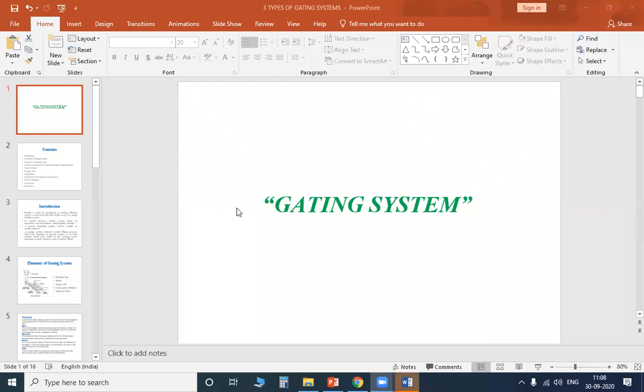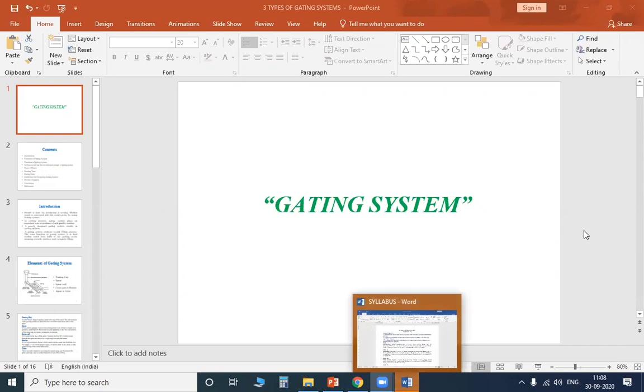So we'll start the class with a gating system. In the last class, we had completed the furnaces, which are the cupola furnace, induction furnace, and electric arc furnace. In the next class, we will complete the crucible furnace. In this class, we will learn about the gating system, how it is to be arranged.